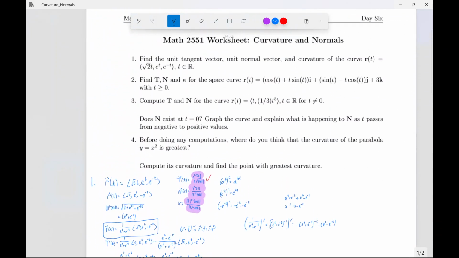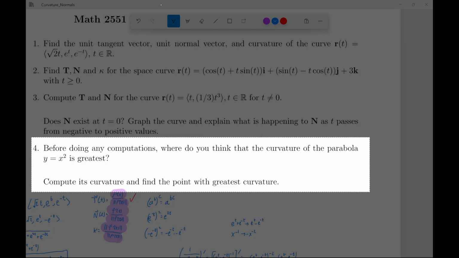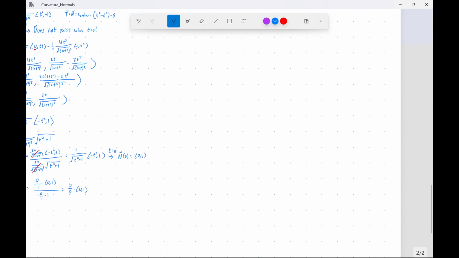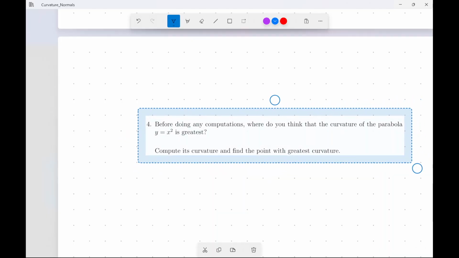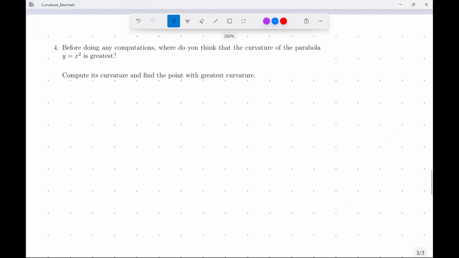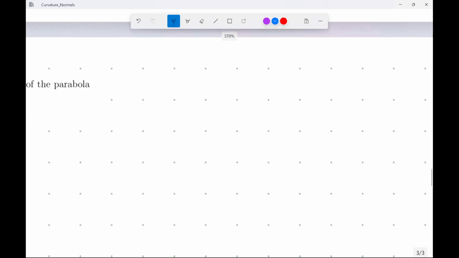Okay, and then the last one, number 4. This one isn't too ugly. Take a screenshot, and then I'll add a new page because we're running out of room. Okay. Before doing any computations, where do you think that the curvature of the parabola y equals x squared is the greatest? I'm going to go ahead and draw this real quick.